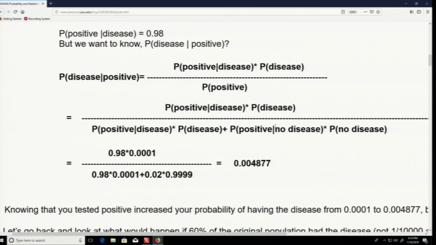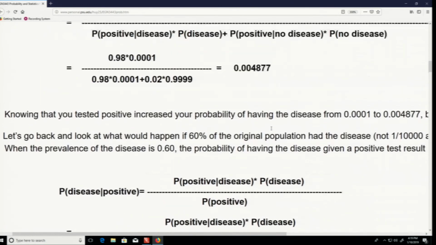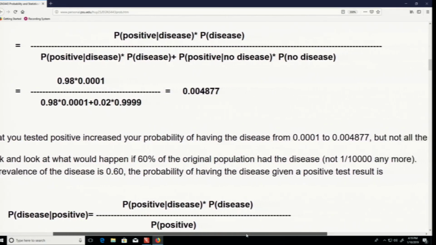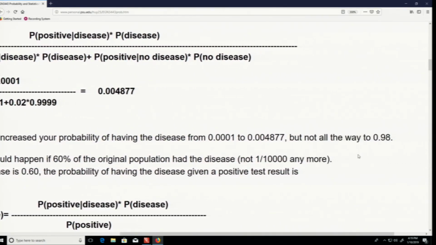So knowing that you tested positive increases the probability of having the disease from 0.01 to, because 0.01 is for a randomly selected person having the disease. And now if the test is positive, it only increases the probability to 0.00487, but not all the way to 98%.